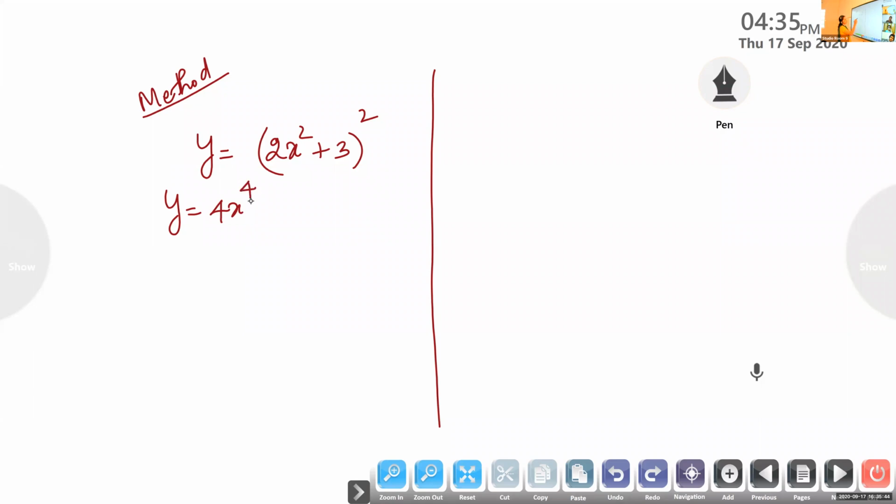4x raised to 4. Is it correct? a square plus 2ab, 12x square plus 9. Is it okay? a square plus 2ab plus b square. Now find out what dy by dx is. It's the derivative of 4x raised to 4 plus 12x square plus 9.